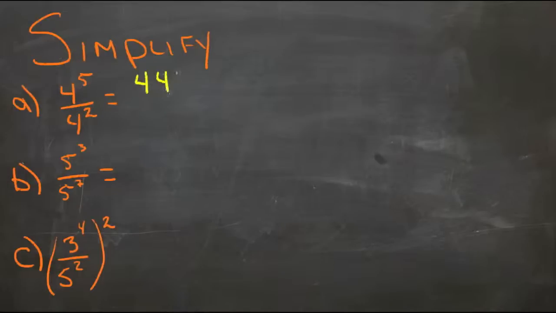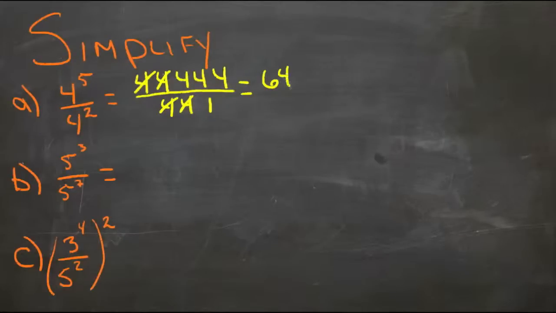Remember that 4 to the 5th is the same as 4 times itself 5 times, and that's over 4 times itself twice. So what we can do is cancel 2 4's on top and 2 4's on the bottom, which leaves us with just a 1 on the bottom, and 4 cubed, or 4 times 4 times 4 on top. 4 times 4 is 16, times 4 is 64, so this is the same as 64 over 1, or just 64.